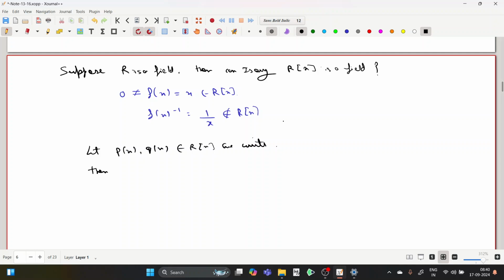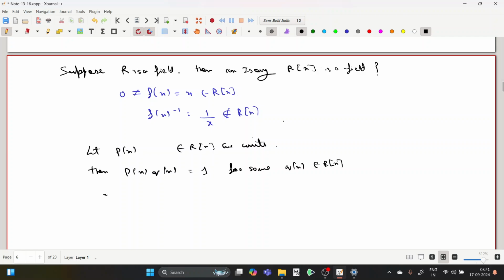Then p(x) times q(x) must be equal to 1. So I wrote this in this way, but I should have assumed it like this. So let p(x) be a unit. Then p(x)q(x) = 1 for some q(x) in R[x]. Now this q(x) is obviously non-zero, because in any non-trivial ring we always assume 1 is not equal to 0. That is, the multiplicative identity is never equal to the additive identity.